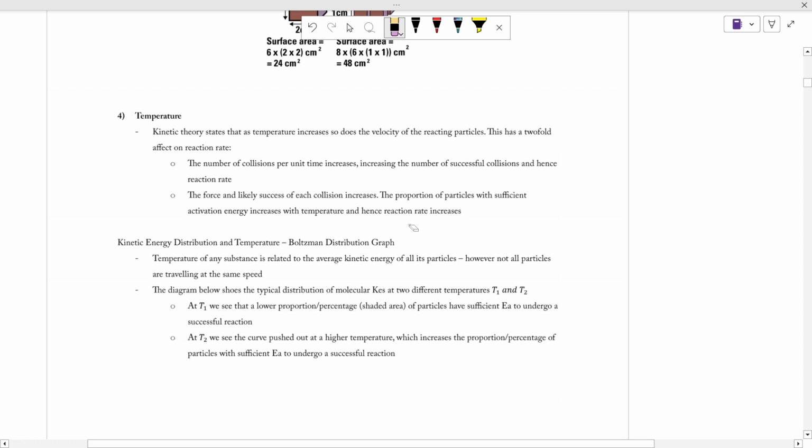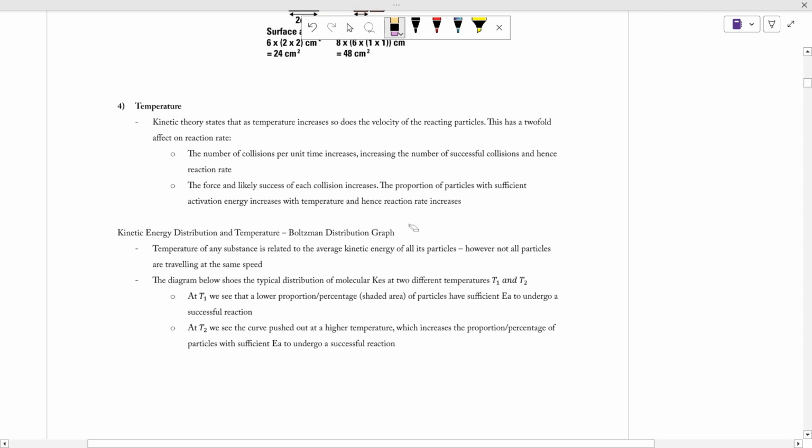So one, the number of collisions per unit time increases, increasing the number of collisions and hence reaction rate. Once again, if you're increasing the number of collisions, you're increasing the probability of more successful collisions to happen, and hence the reaction rate. Two, the force and likely success of each collision increases. The proportion of particles with sufficient activation energy increases with temperature, and hence reaction rate increases.